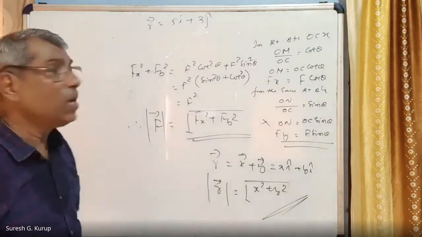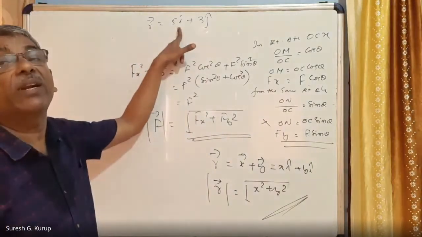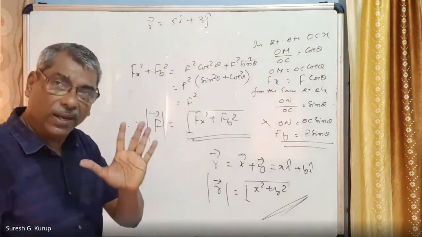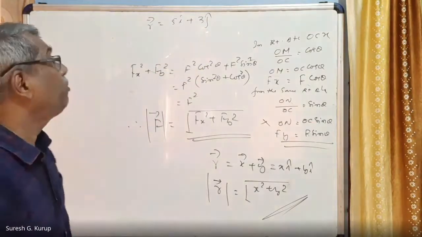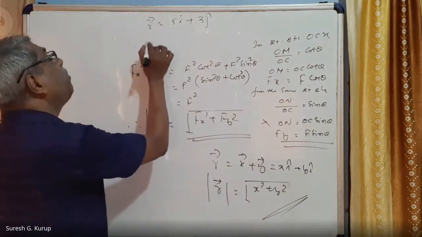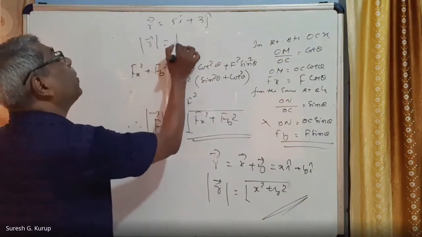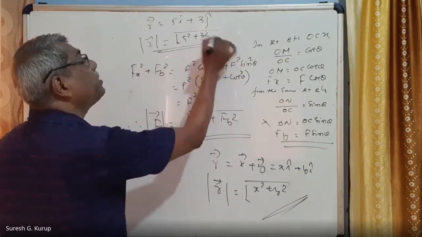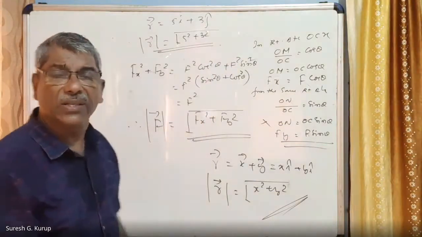5i plus 3j. What is 5i? This is equal to vector x. What is 3j? This is equal to vector y. Then what is the magnitude of vector r? Magnitude of vector r is equal to root of 5 square plus 3 square. Very, very simple.